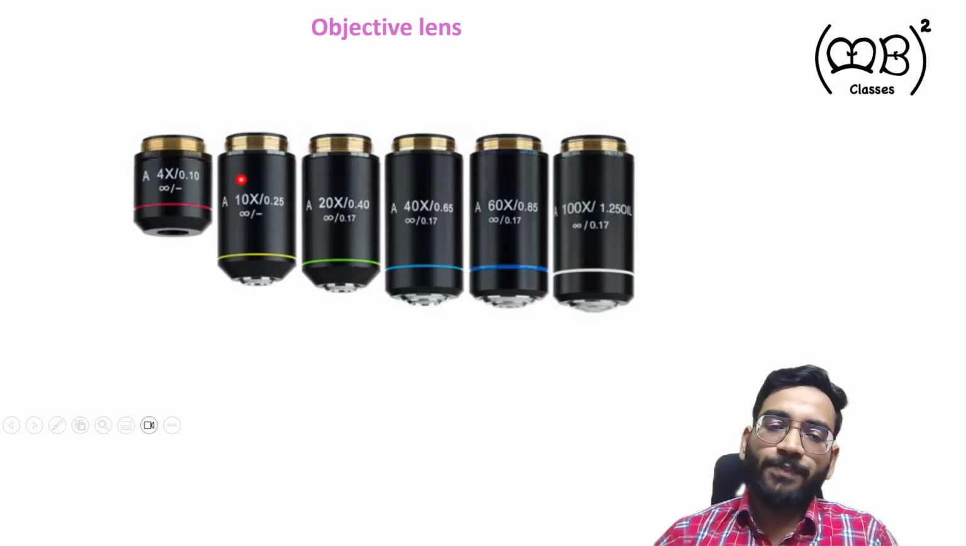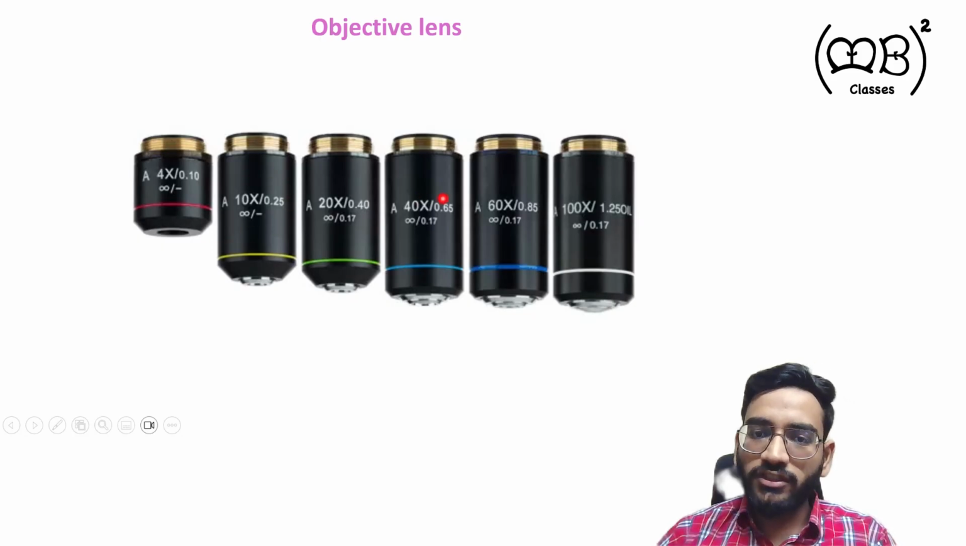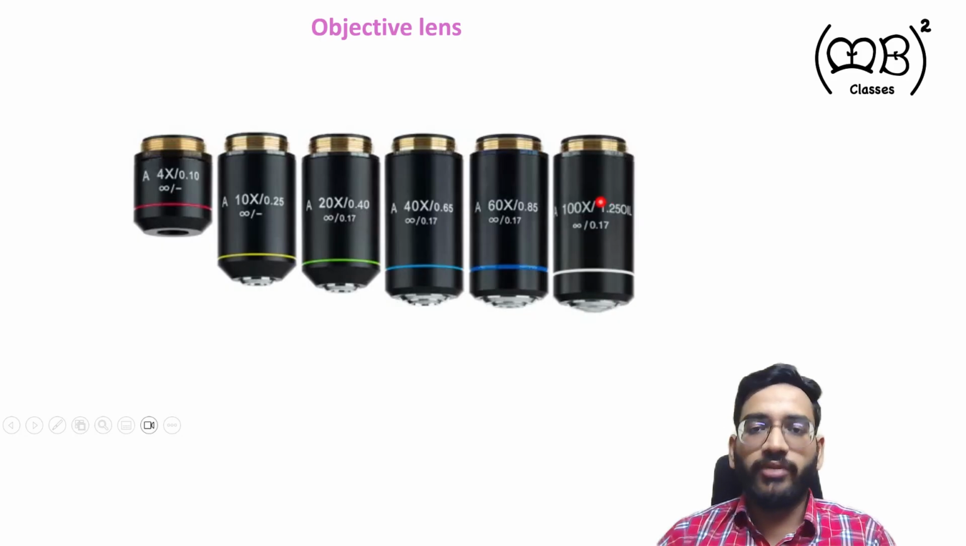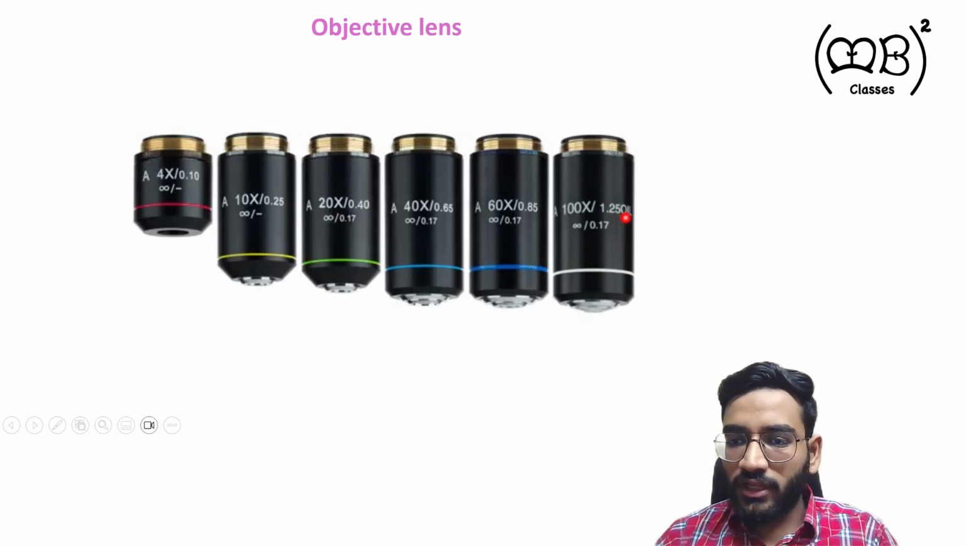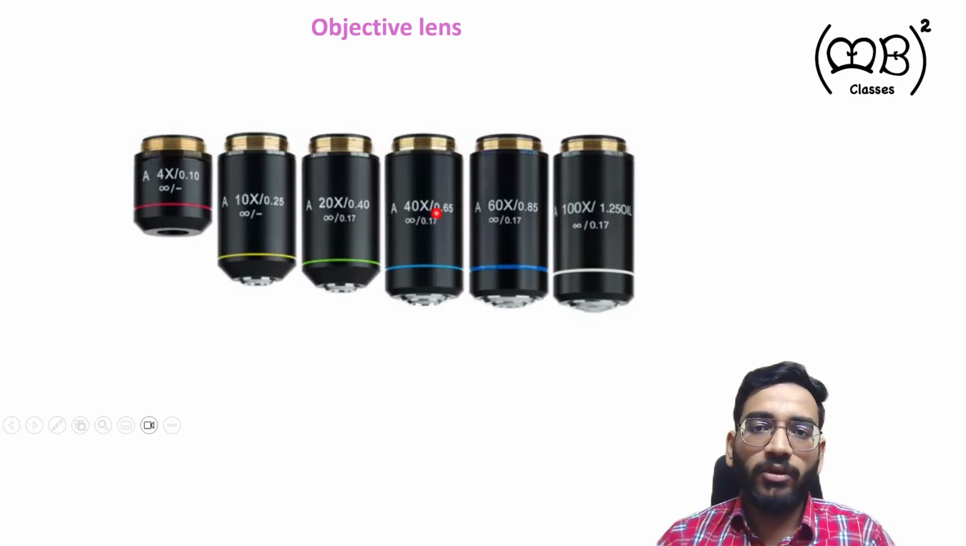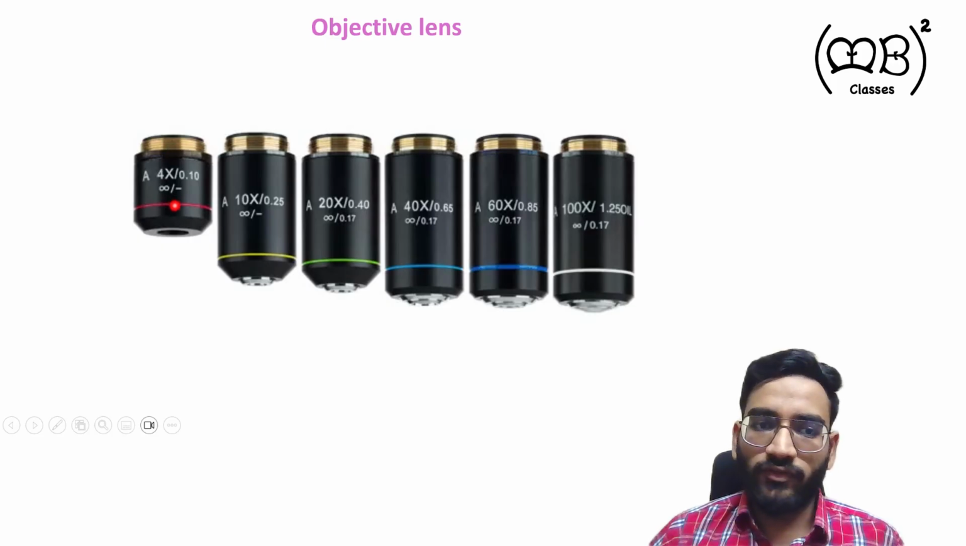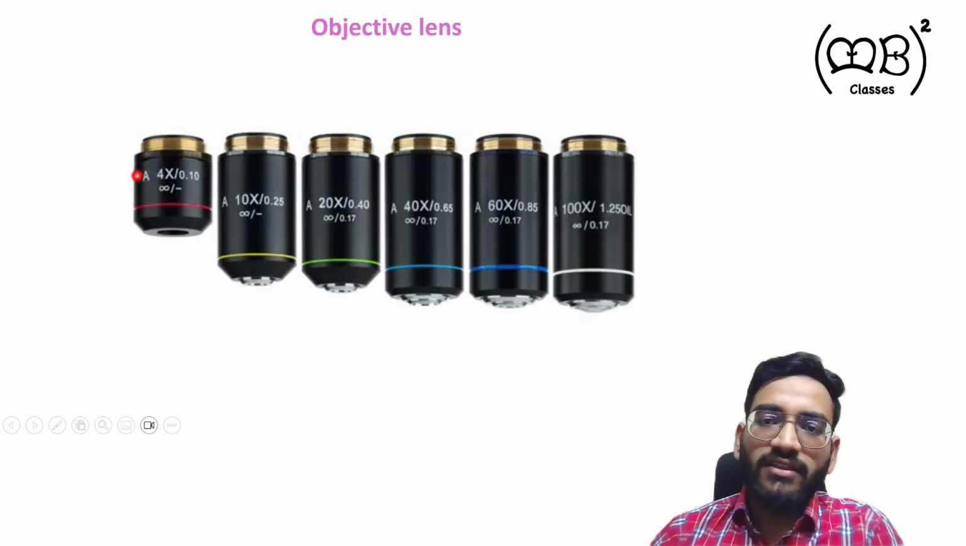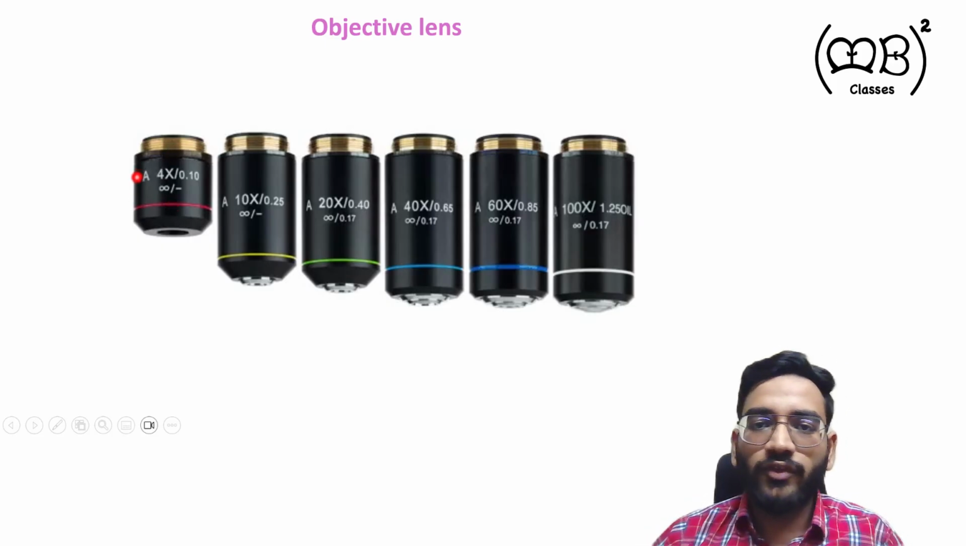10x is usually called the low power magnification. 40x is the high power magnification and 100x is the oil immersion. You can see that it is written here, oil. So this is an oil immersion objective. We'll talk about it in detail. 4x can also be used. It is called the scanning objective. 4x is used for broadly scanning the field, whatever is there.